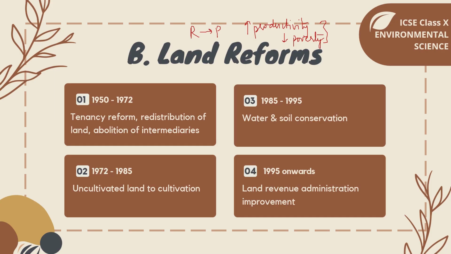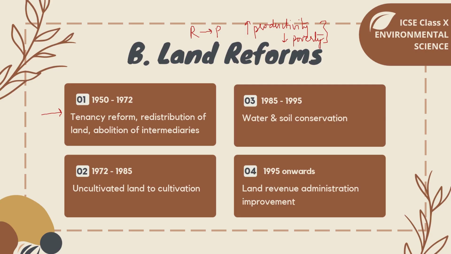The first phase, which is the longest phase, was from 1950 to 1972, which was mainly focusing on the abolition of intermediaries like the zamindars or the rent collectors, to abolish them so that the middlemen don't make money out of it. Second one was to reform the tenancy laws, that is to ensure or to give permanent heritable rights to people who are actually working on the field, and redistributing the land using land ceilings. So these were the major aims that were taken into consideration during the first 22 years.